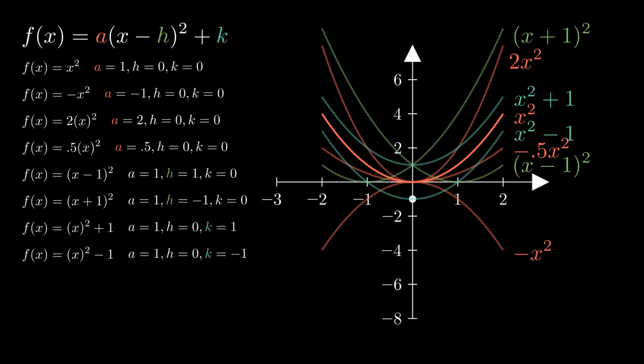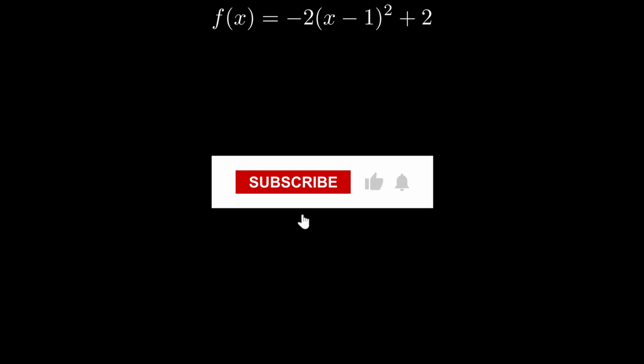I hope you now have a good understanding of how different parameters of the quadratic function affect its graph. Now let's use this knowledge to graph a quadratic function using the transformations we just discussed. Let's say we want to graph this quadratic function. Notice that the equation is already in the vertex form. From the equation we can see that the value of h is 1 and the value of k is 2.